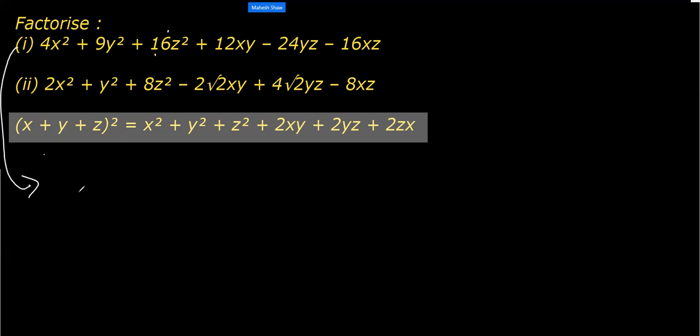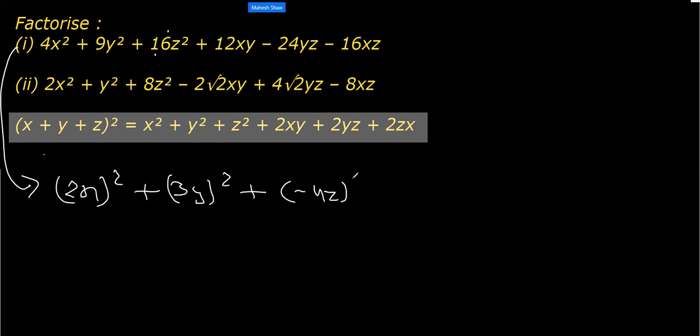I need to write this in terms of squares. So I can write 4x squared as 2x whole square, 9y squared as 3y whole square, and then 16z squared as minus 4z whole square. As I've told you, we have to identify the negative term. Now, once we have identified these three terms, we have to write them clearly.